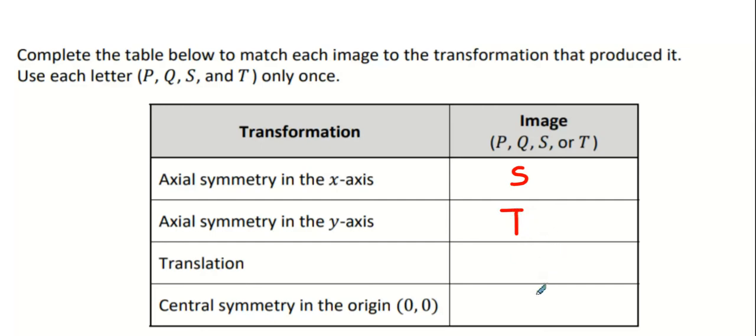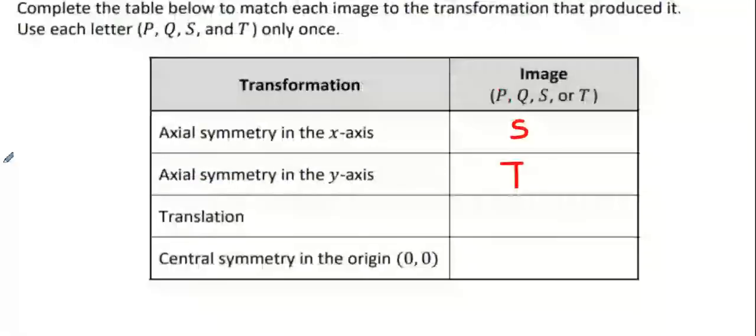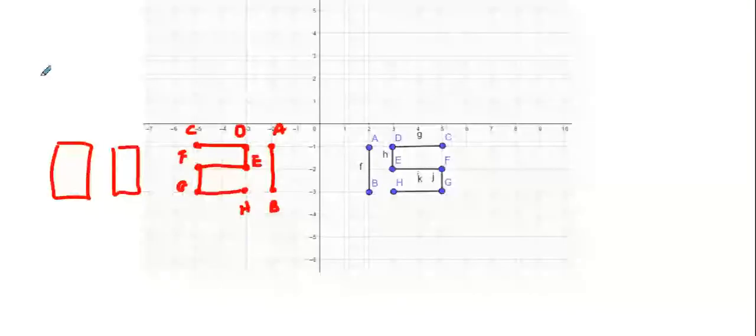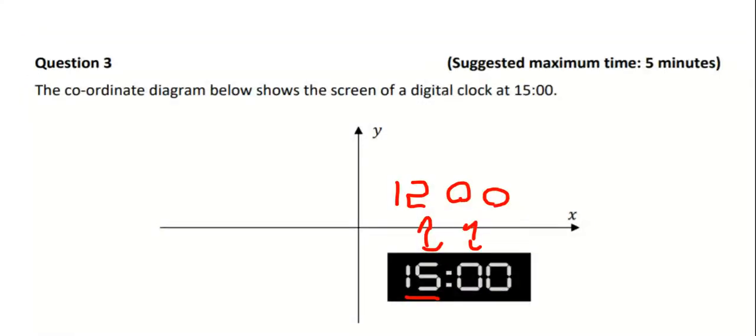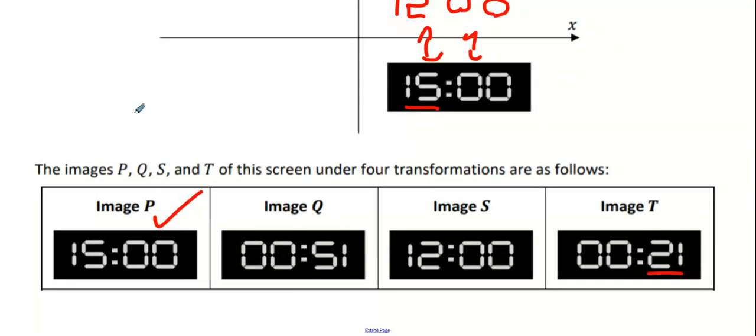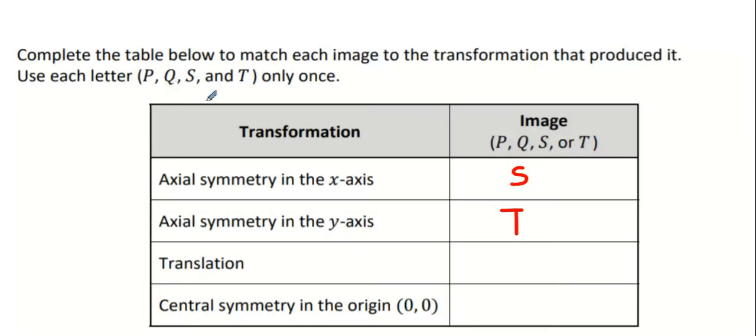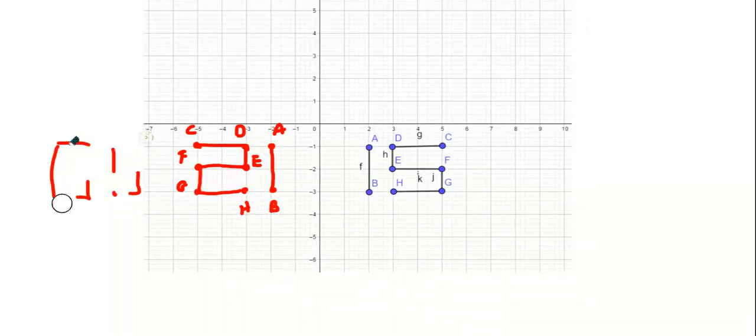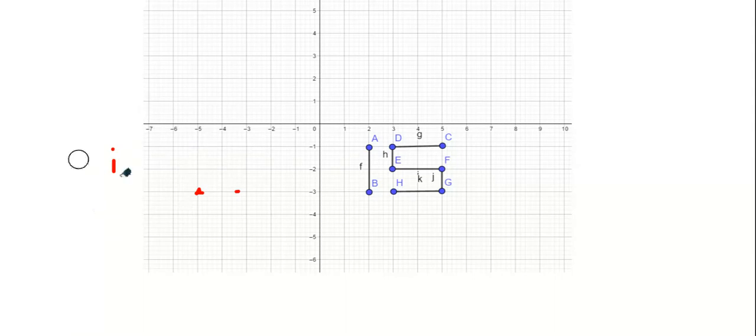Now translation is where you move everything, but everything stays in the same shape. So translation is basically everything moves and it stays in the same shape. So it'll still stay as 15, so that'll be image P. Okay, because what is a translation? Well, let's take another example. Let's say we took a translation of moving everything across, let's say 2 blocks left and 3 blocks up. Let's imagine this for argument's sake. 2 blocks left, 3 blocks up. Actually, we need to do it a bit further.